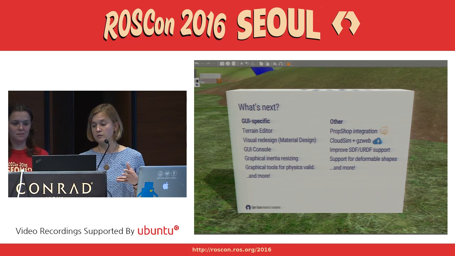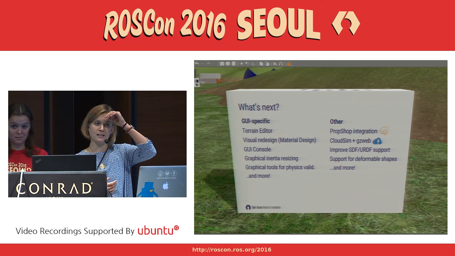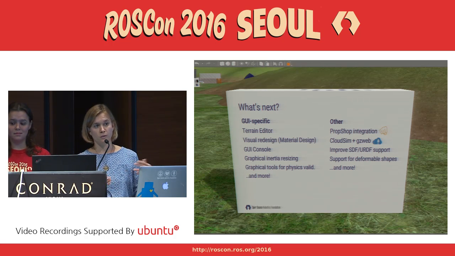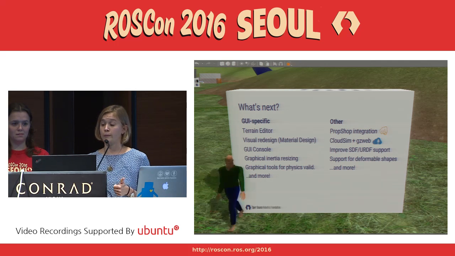On the non-GUI side, we're working on PropShop integration. PropShop is an online database of models, so you can share your models and download other people's models that they've contributed. So it'll let you have a wider variety of models to use within simulation. It's going to be a really cool thing. Woo!